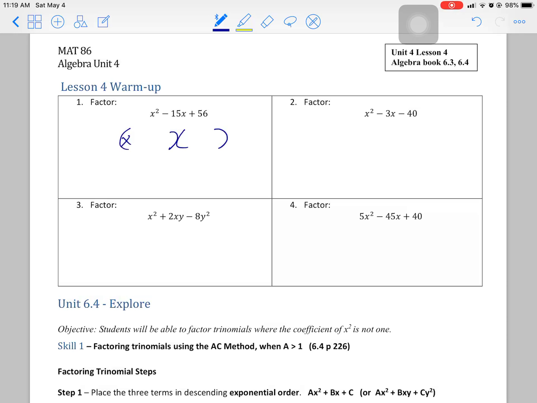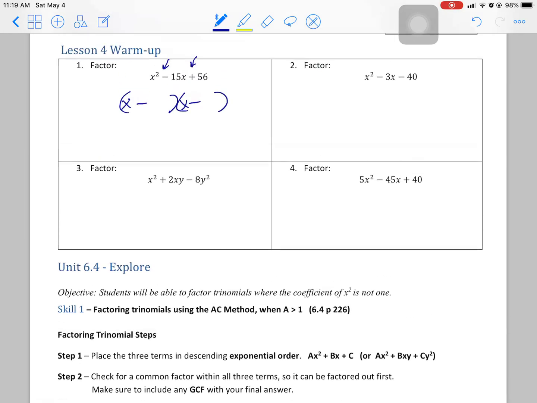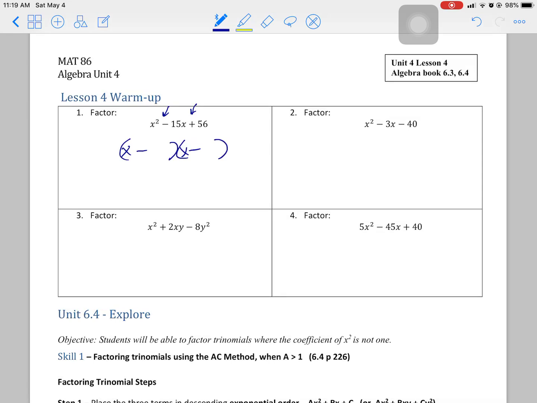I know that there's going to be an x here and an x here, and then I notice that there is a negative first and then a positive. If there's a negative first and then a positive, then my signs are both negative. And how do I know that? I know that because I have this memorized, okay? So let's see. What I need is factors of 56 that are going to add together to get a larger negative, which is going to be a negative 15.